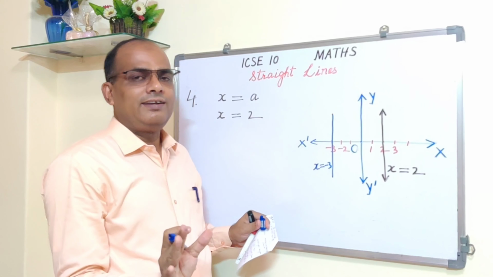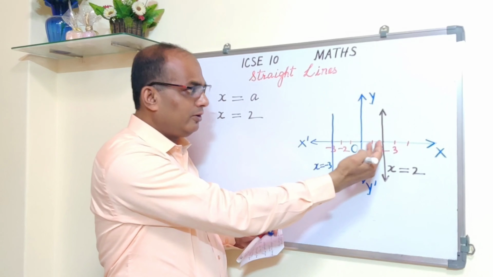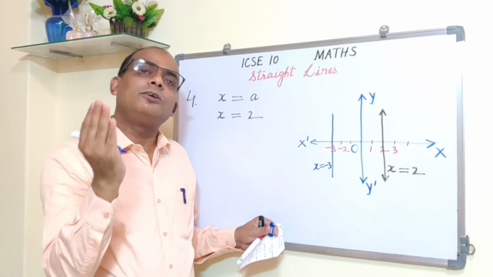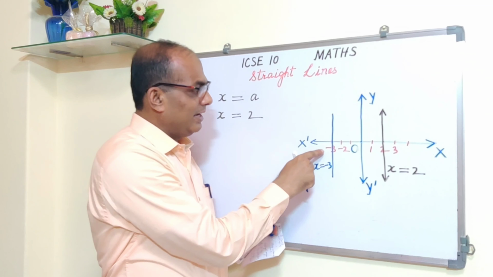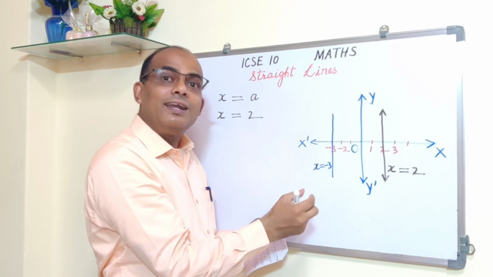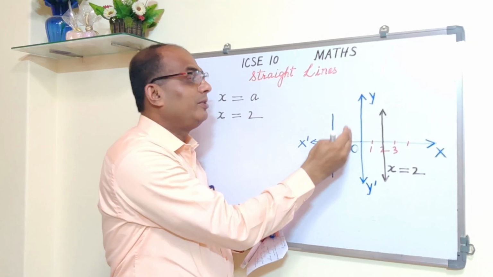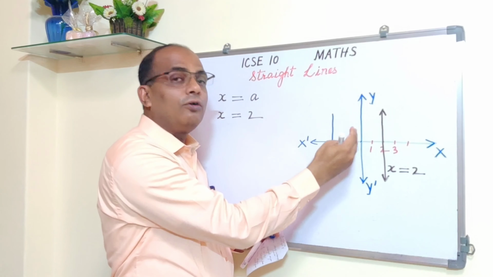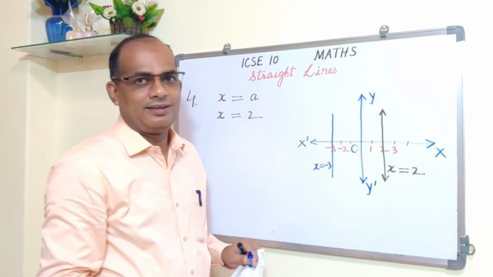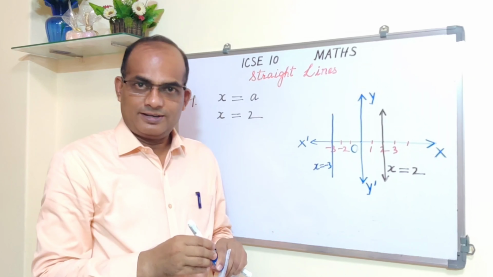So x is equal to minus 3 is the equation of a line which is parallel to the y-axis. There also it was parallel to the y-axis. Here also, whenever it is x is equal to, the line will be parallel to the y-axis. So x is equal to minus 3 is the equation of a line which is parallel to the y-axis and at a distance of 3 units from the y-axis or from the origin, and to the left of the origin because it is minus 3. I hope it is clear.